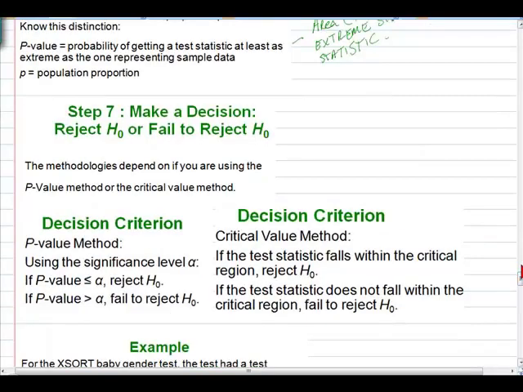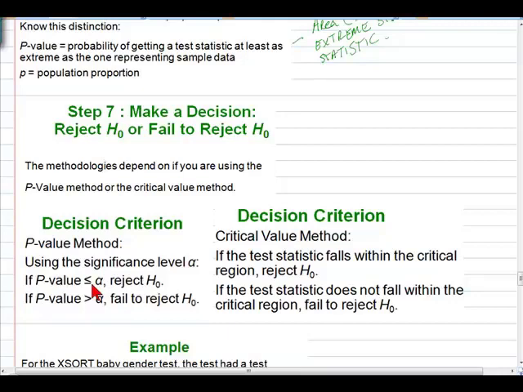Make a decision. Either reject or fail to reject the null hypothesis. Never, ever, ever accept the null hypothesis, because it's the value, remember, that we assume to be true. You can't accept or prove an assumption. There are two methods we can use to determine whether or not we reject or fail to reject. The p-value method uses a significance level of alpha. If the p-value is less than or equal to alpha, reject the null hypothesis. If it's greater than alpha, fail to reject. There has to be a cutoff number. Alpha is it. Even if it's equal to, we would still reject the null hypothesis.